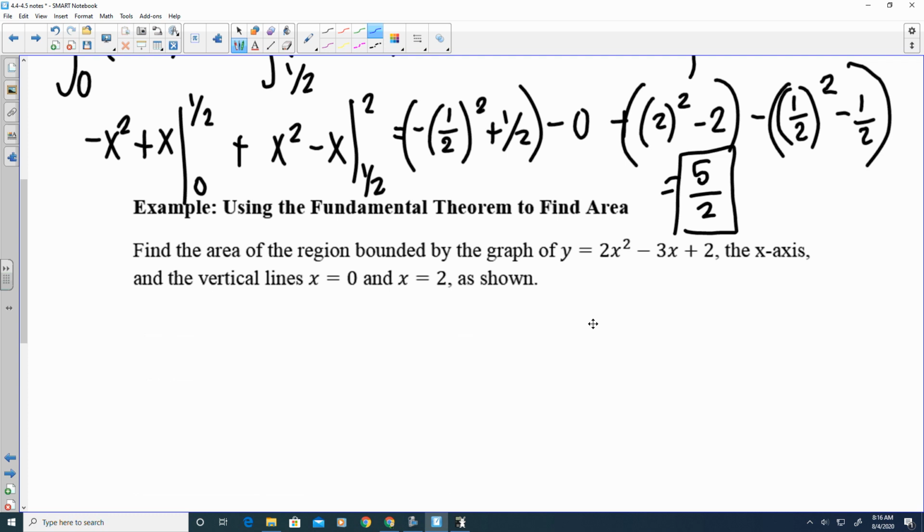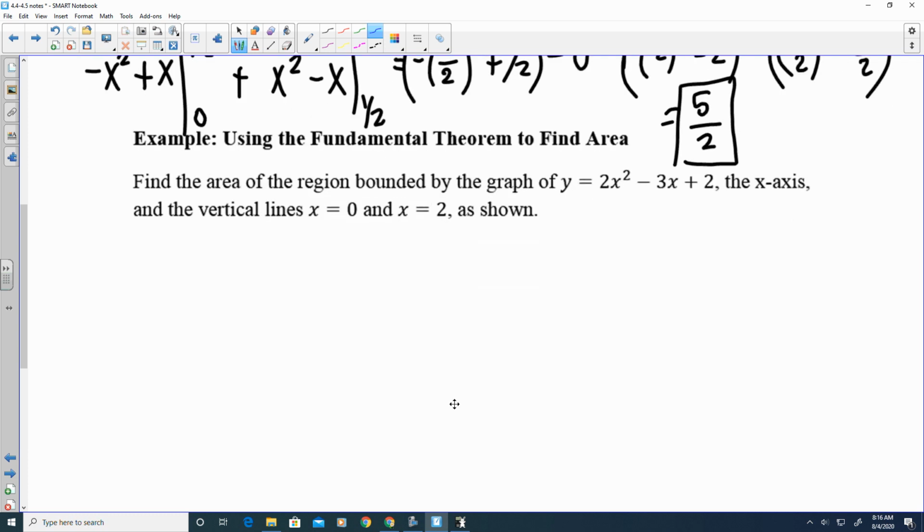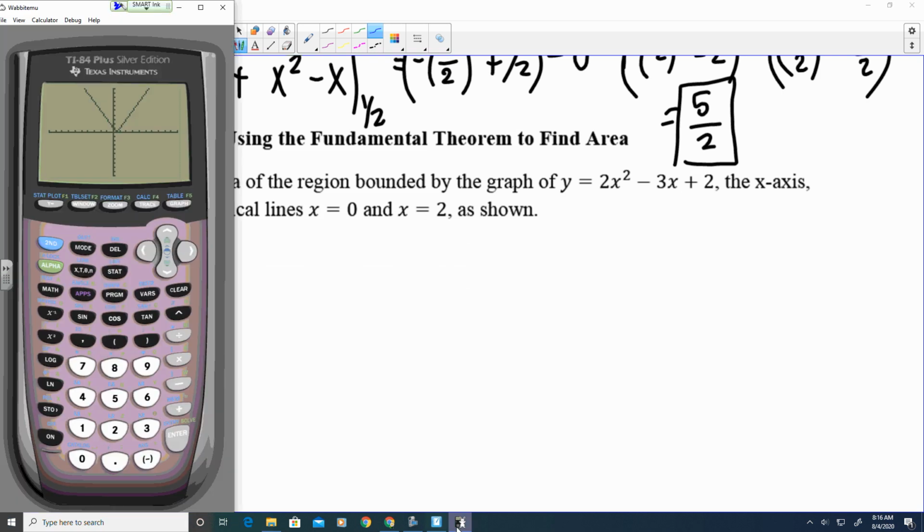Okay. On this one, however, since it's a parabola, there's not going to be any sort of geometric formula you can fall back on. This one you have to do the fundamental theorem. So we have the area bounded by the graph of 2x squared minus 3x plus 2, the x-axis, and the vertical lines from 0 to 2, as shown.